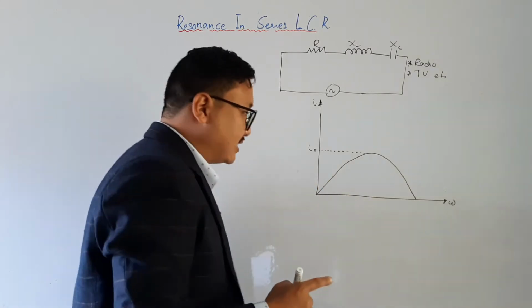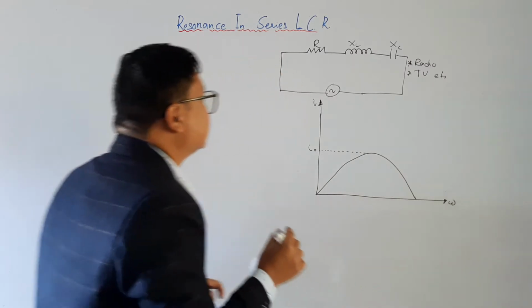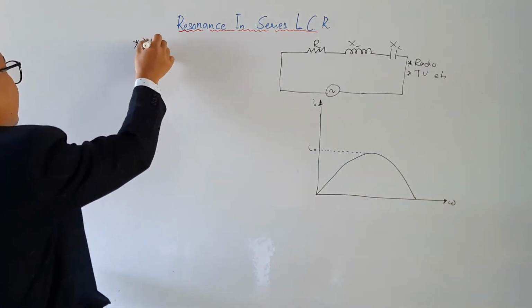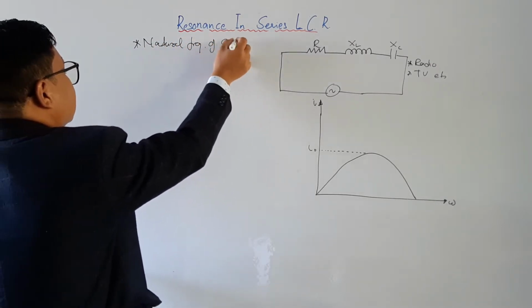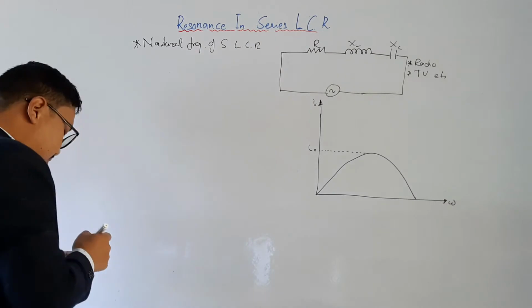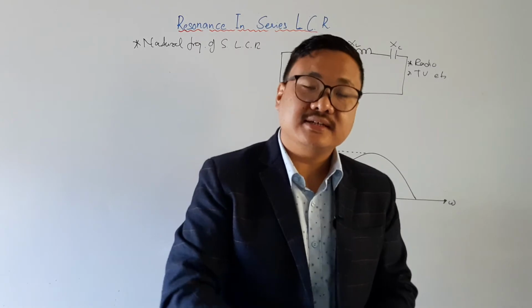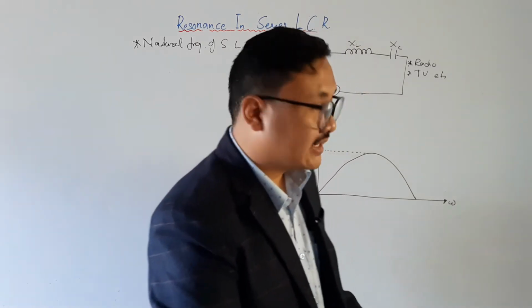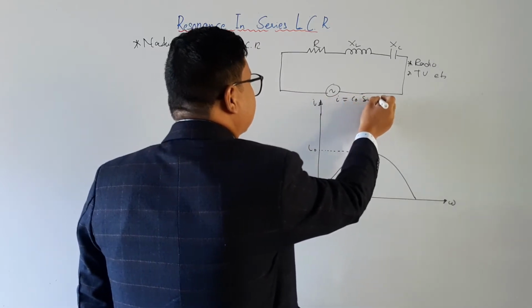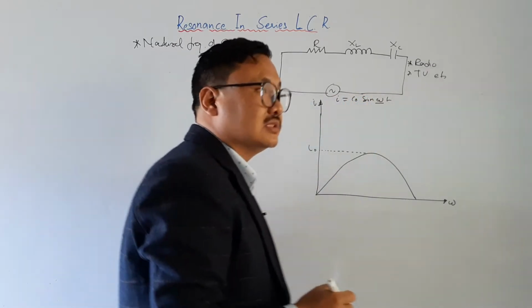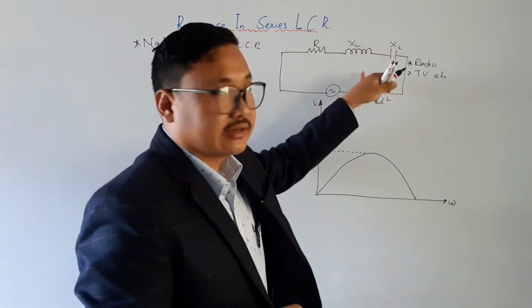The frequency at which this current is oscillating is called the natural frequency of series LCR. What is natural frequency? It is the frequency at which the current is oscillating in the circuit. So current has the omega: I equals I0 sine of omega t, and this omega is the natural frequency. This is oscillating in this tuning circuit.